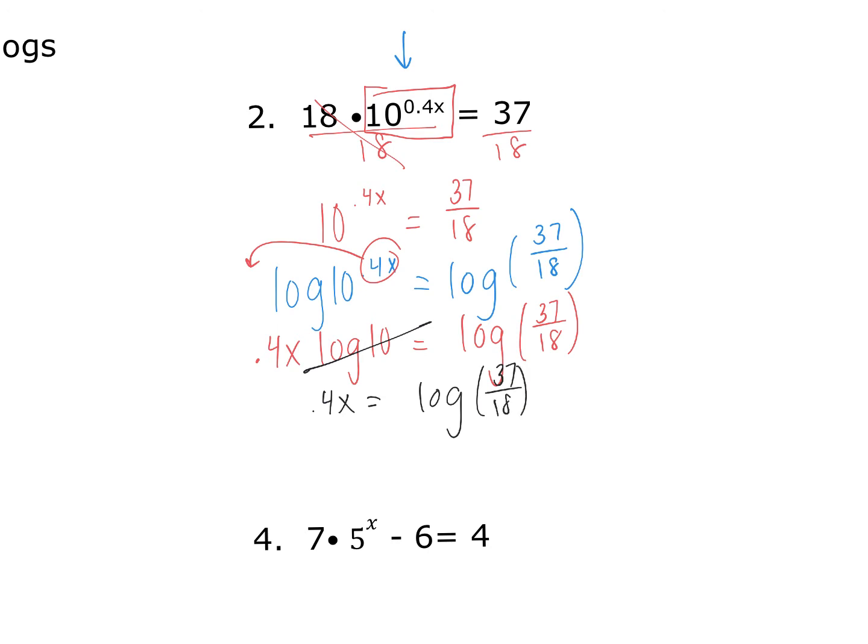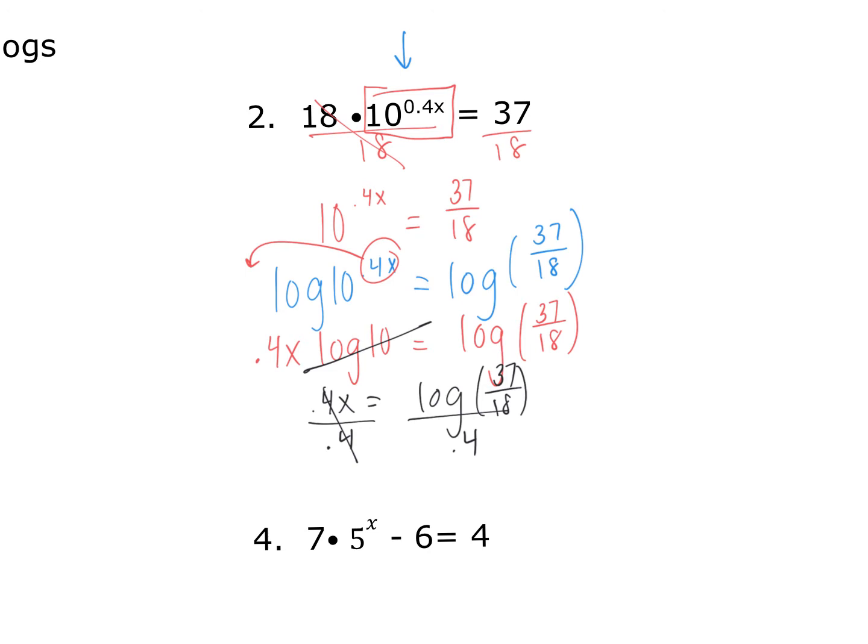But in order to get x by itself over here, I have to divide by 0.4 on each side, okay? Now, you're going to go to your calculator, okay? You are going to press log, the button next to 7. So log 37 divided by 18, close your parentheses, then divided by 0.4.